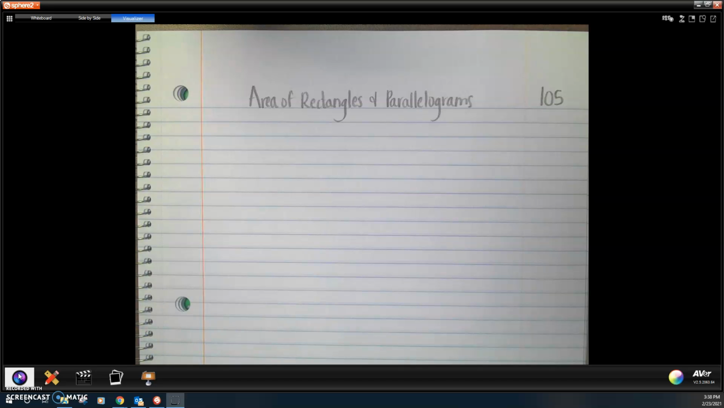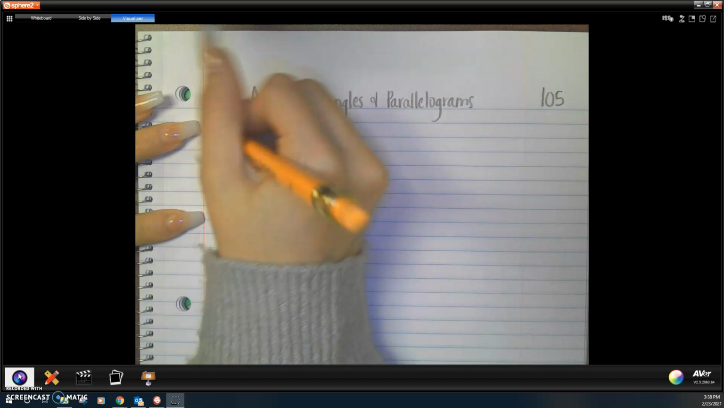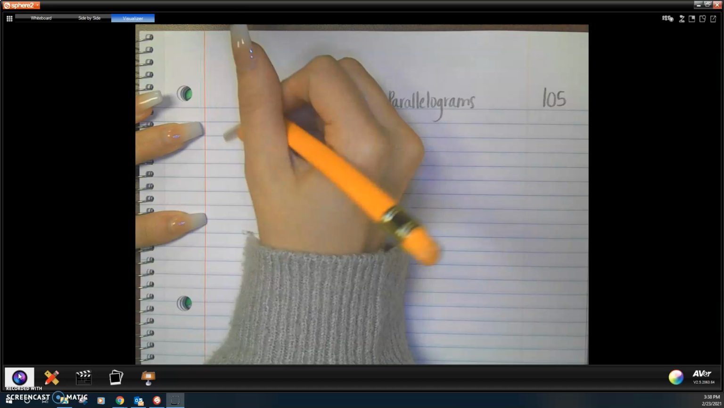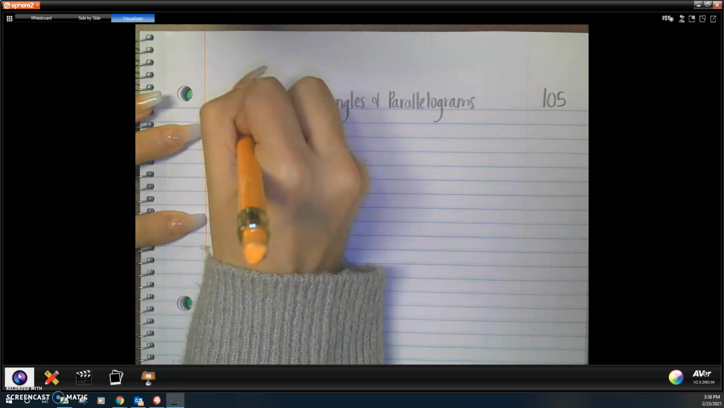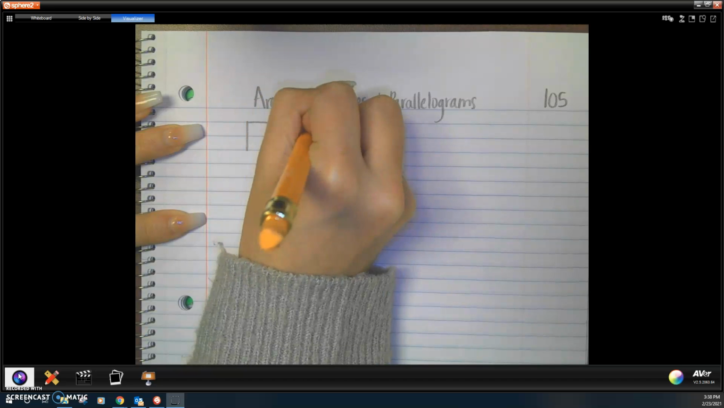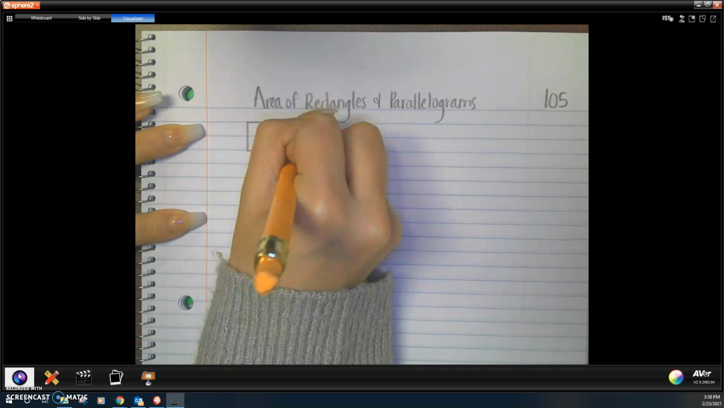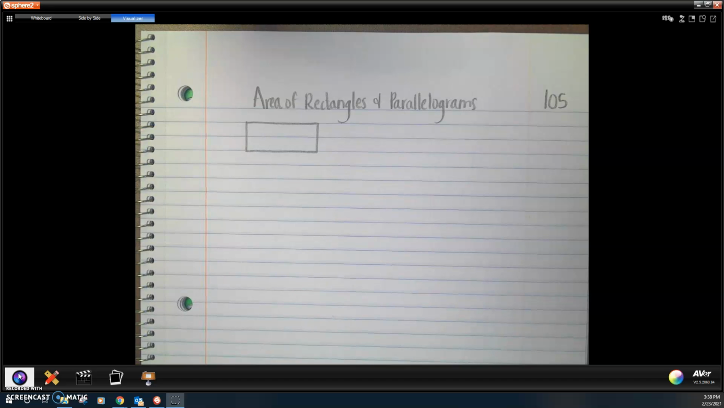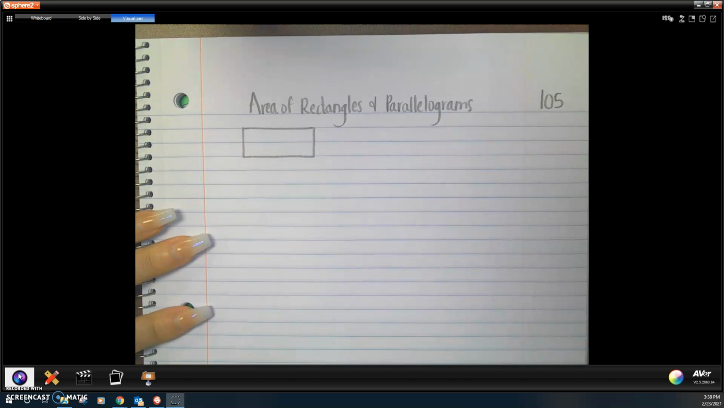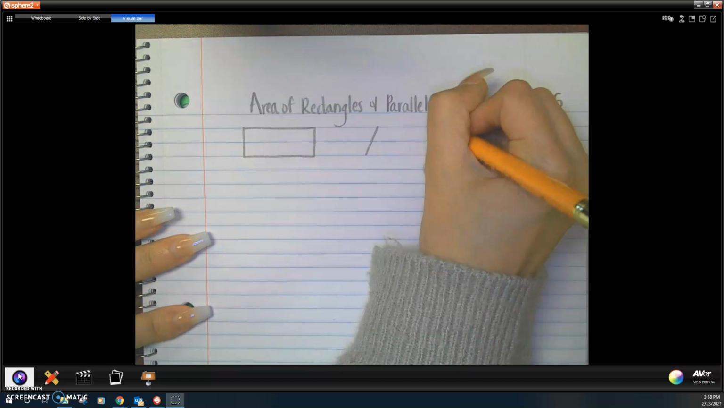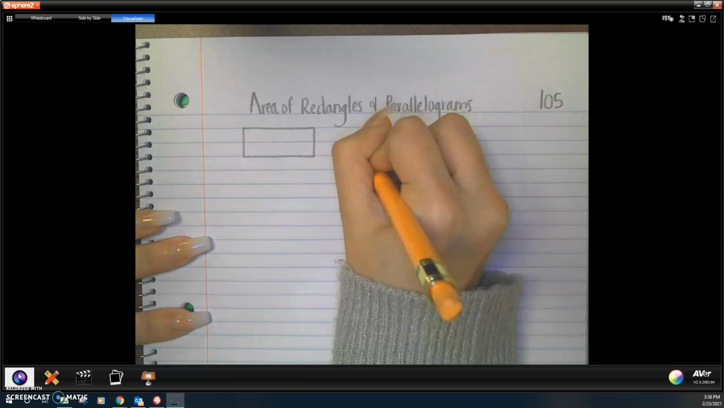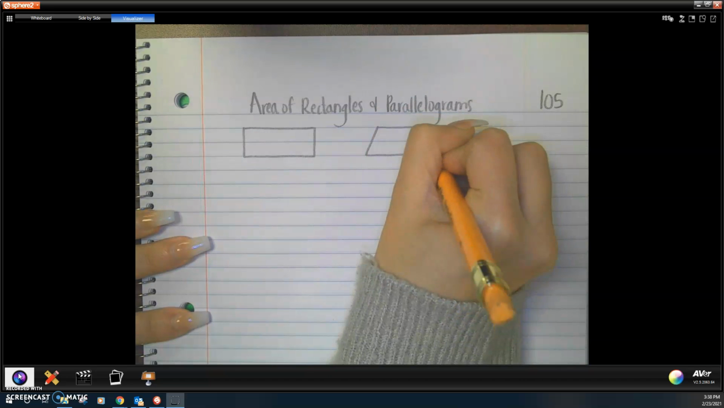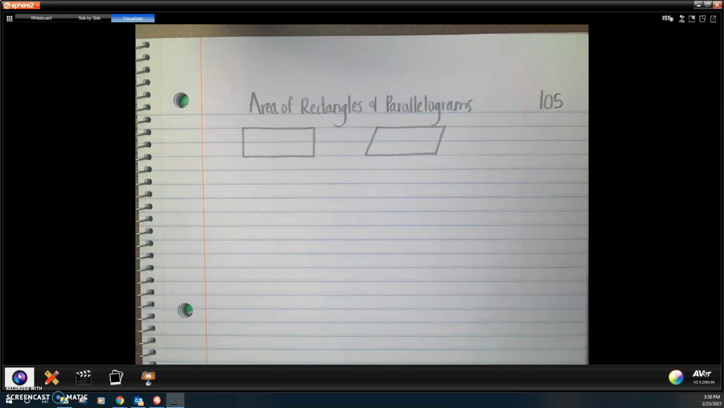So first, let's draw some shapes. First one, my rectangle. We all know what a rectangle looks like, or at least we should know. It has 4 sides and 4 right angles. And then a parallelogram has also 4 sides, but it does not have 4 right angles. So it's kind of like a slanted rectangle.